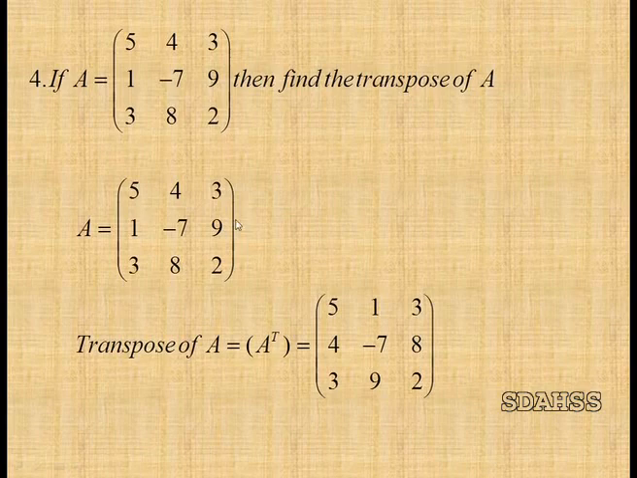You have to interchange the first row into first column. Similarly, interchange the second row into second column. Then interchange the third row into third column. Then you have 5 4 3. First interchange the first row into first column: 5 4 3. Similarly, interchange the second row into second column: 1 minus 7 9. Similarly, interchange the third row into third column: 3 8 2.